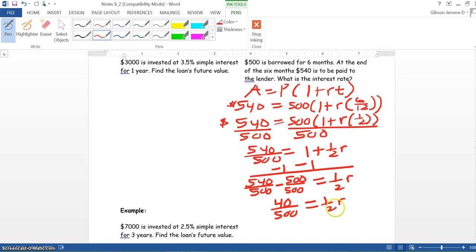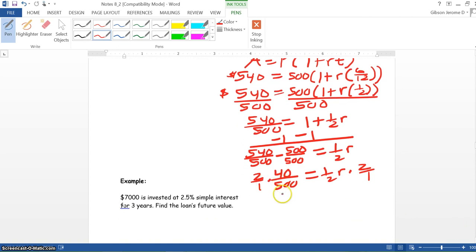Now we need to get the 1/2 off of the R. So we multiply each side by the reciprocal of 1/2. So we'll multiply each side by 2 over 1. So now we will have 2 times 40, which is 80, over 1 times 500, which is 500. And that equals, the 1/2 and 2 over 1 will simplify out and leave us R. Now what we need to do, we need to take our calculator and divide 500 into 80 to find out what our interest rate is.